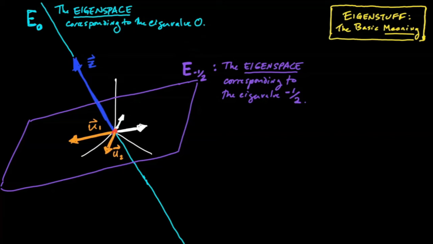And let's think about this and see why there can't be some other vector out there which is an eigenvector of the same matrix, but with eigenvalue 5 or 19 or whatever, something that's not 0 or minus 1/2. And thinking about this will actually lead us to our fourth important eigenconcept.